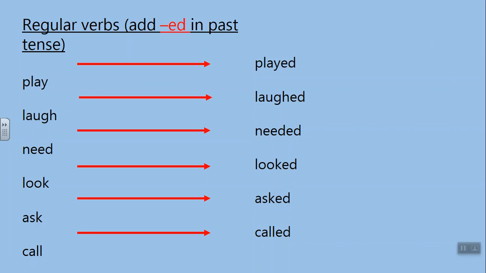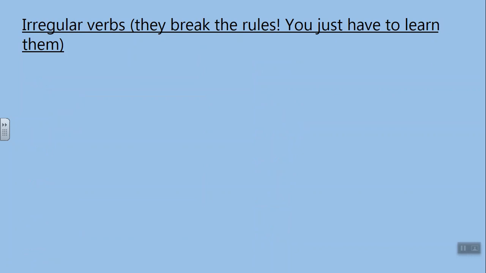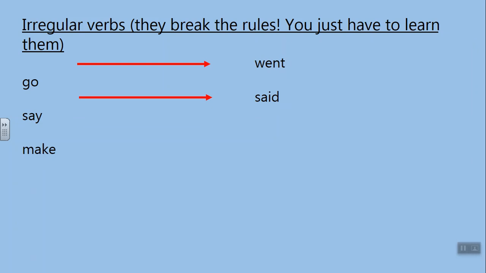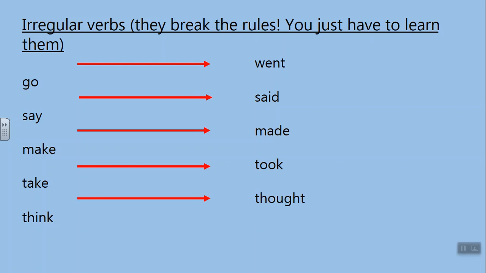However, there are very many irregular verbs, and these break the rules, so you just have to learn them. So for example, go isn't goed, it changes to went. Say isn't sayed, it changes to said. Make isn't maked, it changes to made. Take isn't taked, it changes to took. Think isn't thinked, it changes to thought. And is changes to was.